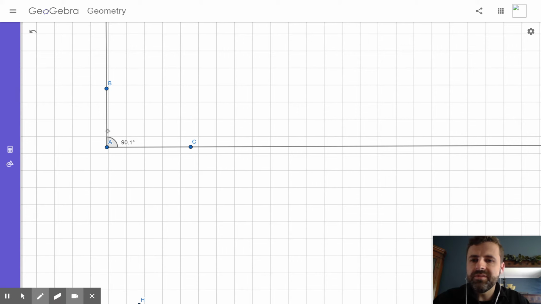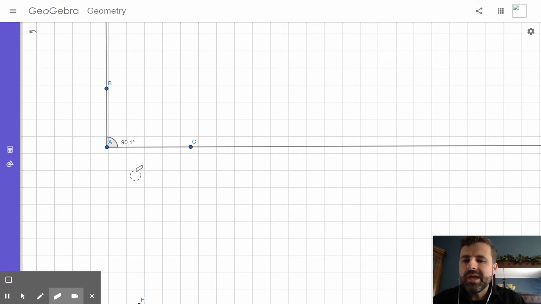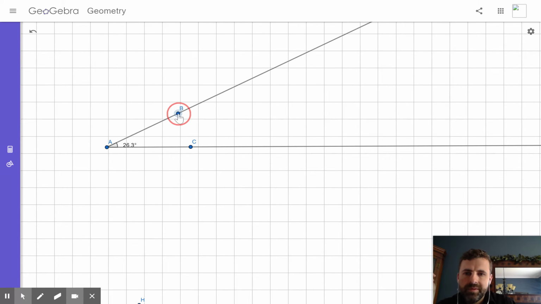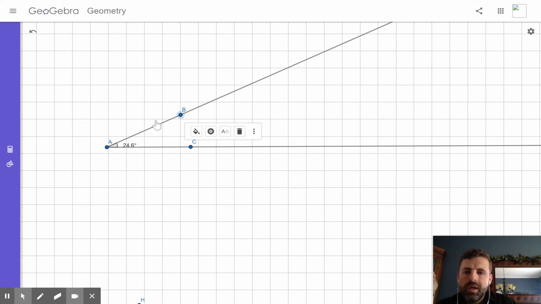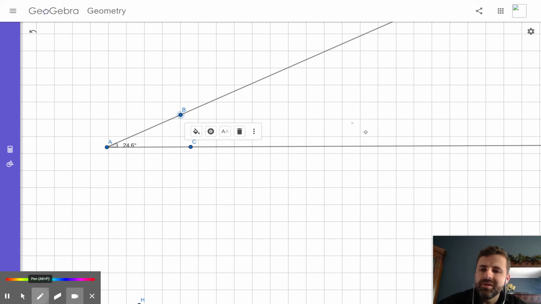Sometimes you'll even see it labeled with a little box right there across the angle, showing you that it's exactly 90 degrees. You can kind of see now it looks like a little square in that corner. And so a 90-degree angle is a right angle, exactly 90 degrees. Now, if I were to shrink our angle a little bit, move point B, I've got a 24.6 degree angle, pretty shallow. We call that kind of angle an acute angle.